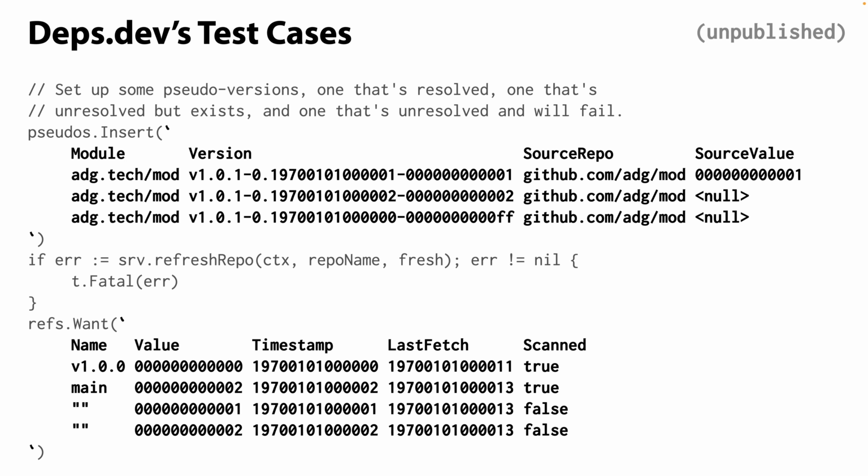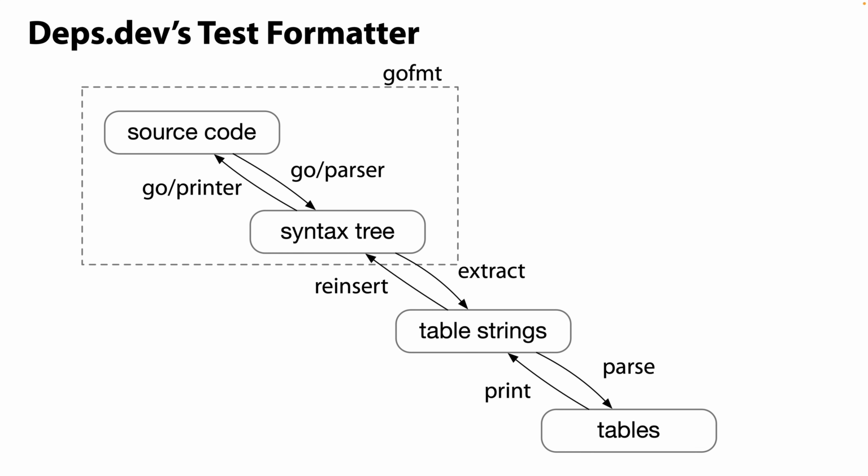It splits the input into lines and then splits each line into fields. The first line gives the column name. That's it. The exact spacing in these strings doesn't matter, but of course it looks nice if they're all aligned. So to support this test, the deps.dev team also has a code formatter written just for these tests. It uses the Go standard library to parse the test source files, then it walks over the Go syntax tree to look for calls to insert or want. It extracts the string arguments and parses them into tables. Then it reprints the tables back to strings, reinserts the strings back into the syntax tree, and reprints the syntax tree back to Go source code.